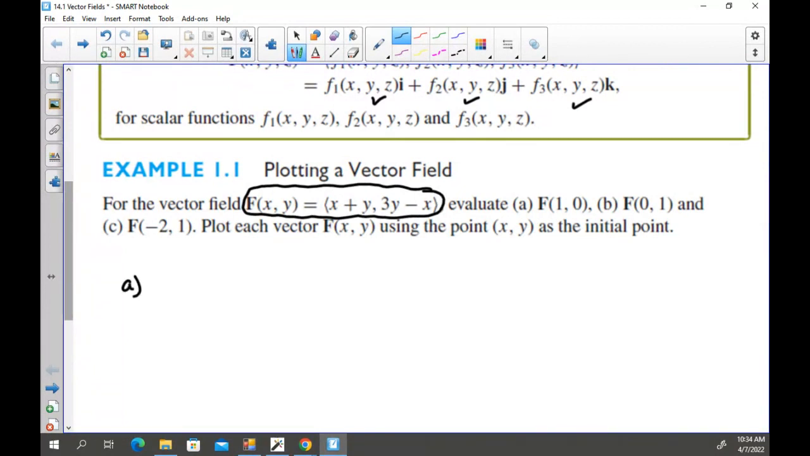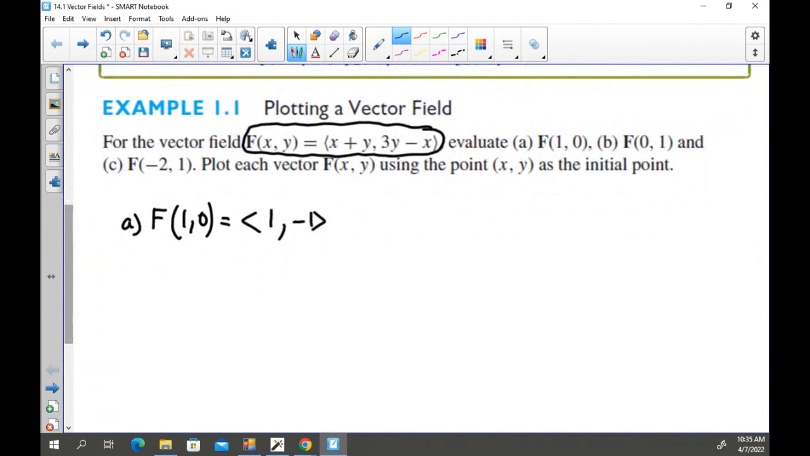And I want to evaluate f at the point 1, 0. So what do we do? What is x here? If you want to find f at 1, 0, so x is 1, y is 0. So you substitute in the function and you will get a vector. What will be the vector? 1 plus 0, which is 1. 3 times 0 minus 1, so minus 1. Yeah, like this.